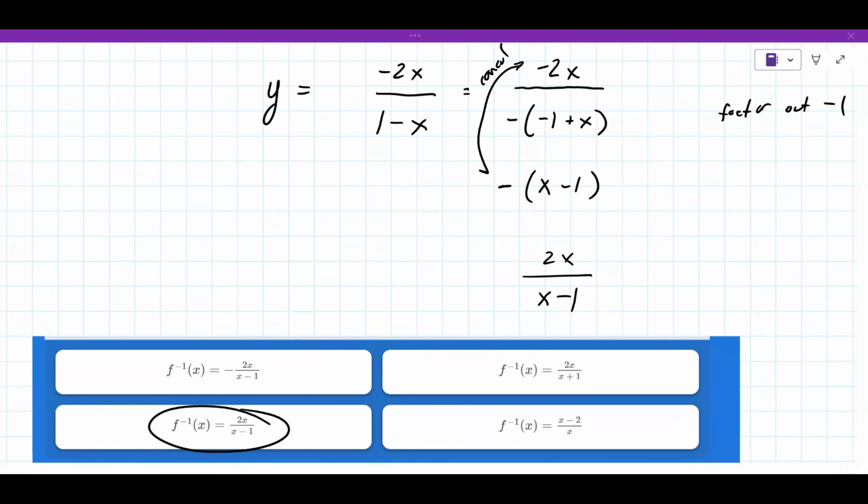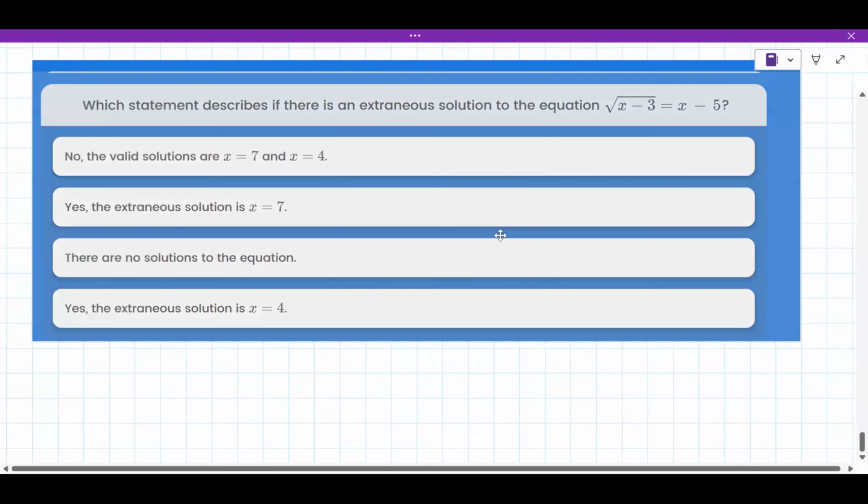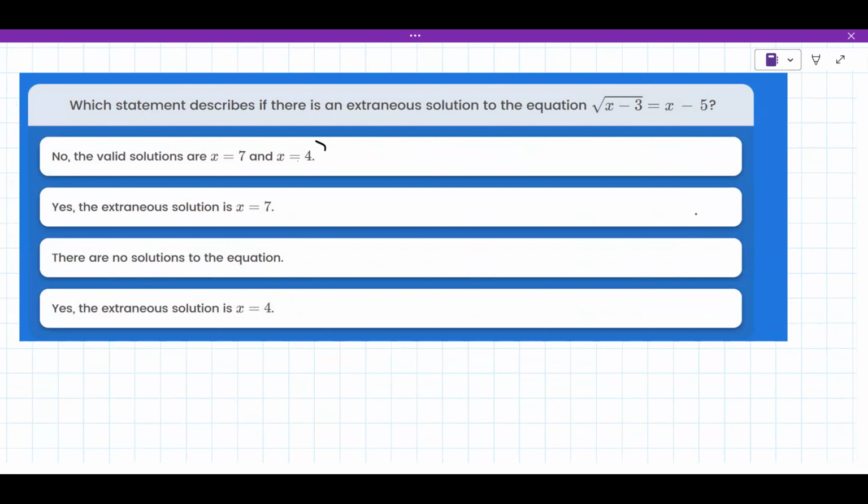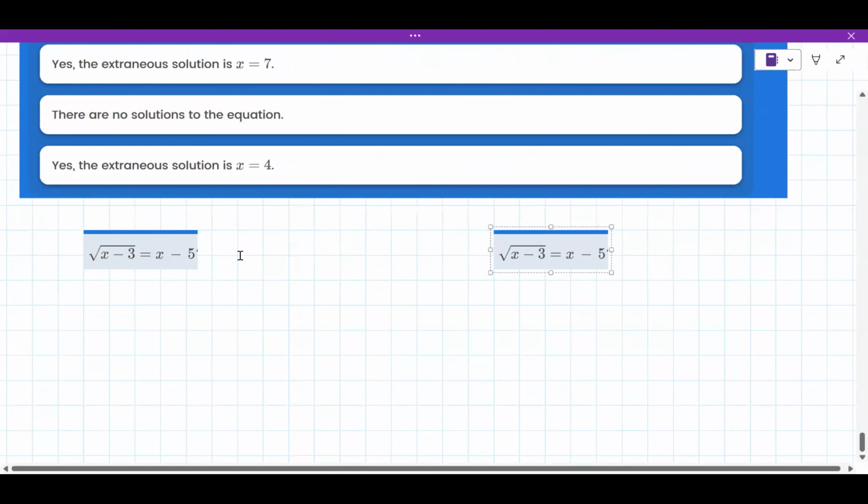This is really tough. Your course didn't really prepare you for questions like these. Okay. Which statement describes if there is an extraneous solution to the equation given here? So there's apparently two solutions, 7 and 4. What we're going to do is put 7 and 4 into this. We're going to try 7 and then we're going to try 4.